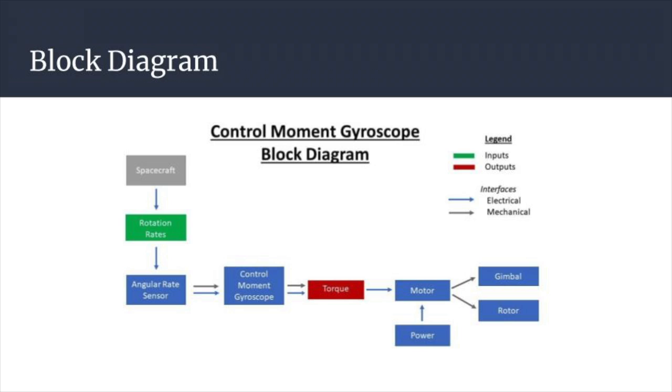The following block diagram shows a simplified description of the components in a CMG. When the spacecraft changes its orientation, sensors record the rotation rates and send those to the gyroscope's angular velocity sensor. From there, the gyroscope will apply an opposite torque to maintain the spacecraft's desired orientation. This is accomplished by sending signals to the rotor and gimbal motors. Overall, the goal of the gyroscope is to resist changes in the spacecraft's motion.